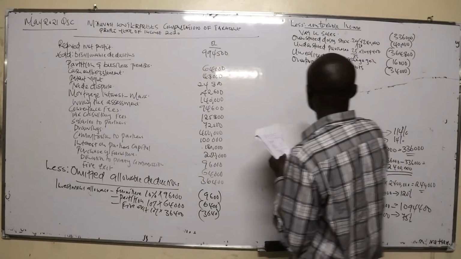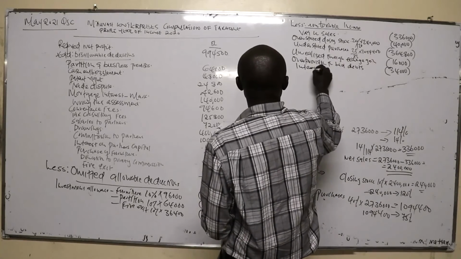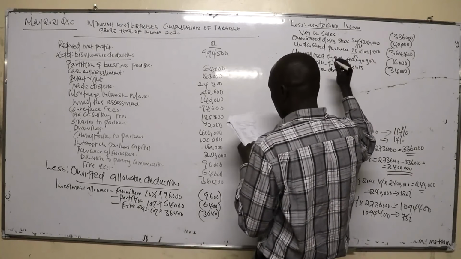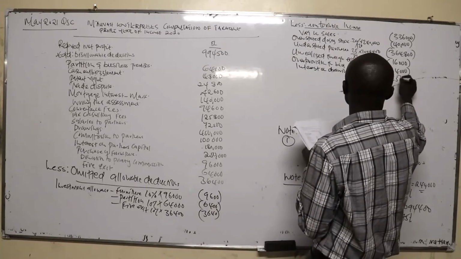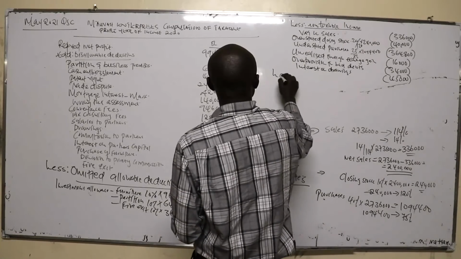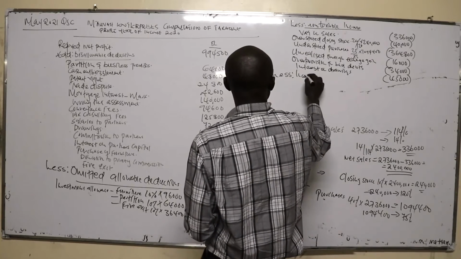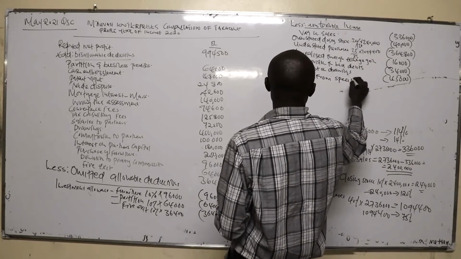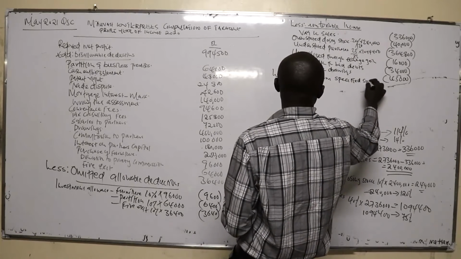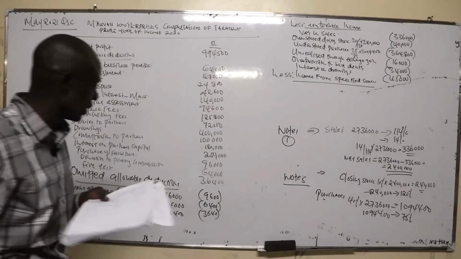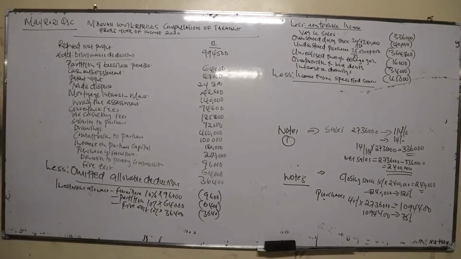And then interest on drawings. That one is non-taxable, 45,000. And then you less income from specified sources. These are income that are taxable, but they are not supposed to be included together with the business income. They are specific income, they are also taxable.